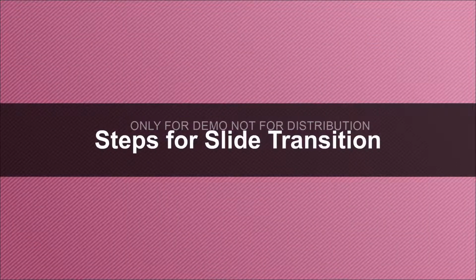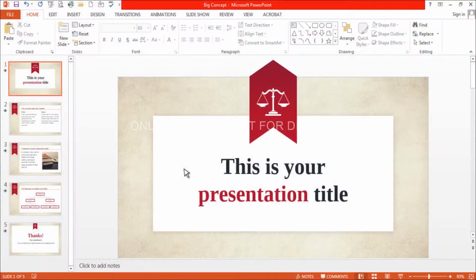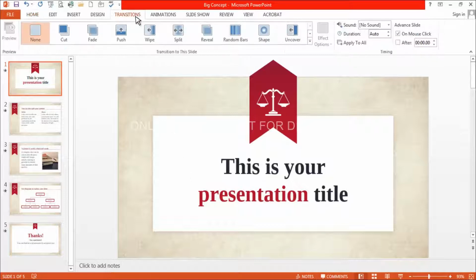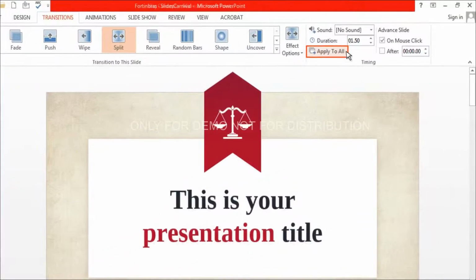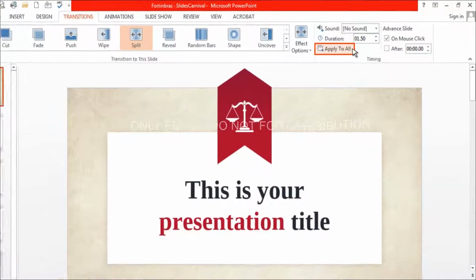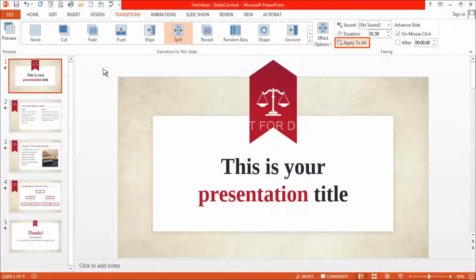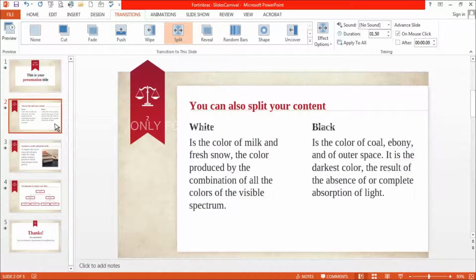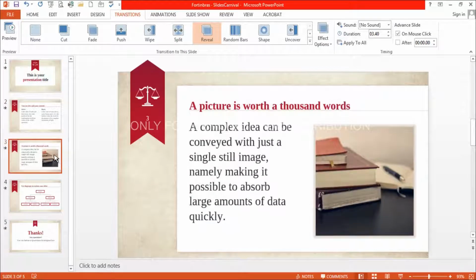Steps for slide transition. Open the presentation on which you want to apply slide transition. Click on Transitions menu. Choose the transition effect from the list of effects. Choose Applied to All option if you want to give same transition effect to all the slides, else move to next slide. Choose another effect for another slide.